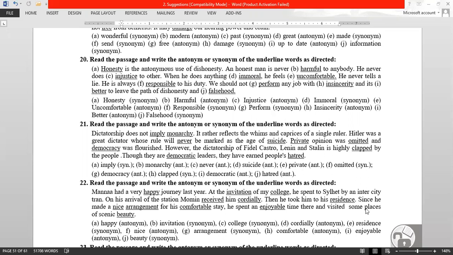Democracy. Antonym. Inequality, dictatorship, democracy, monarchy. You can use monarchy or autocracy. Autocracy, A-U-T-O-C-R-A-C-Y. Autocracy. Or monarchy. You can find the word in the very first line of the passage. Can you see? Yes. Monarchy. Just opposite to democracy.